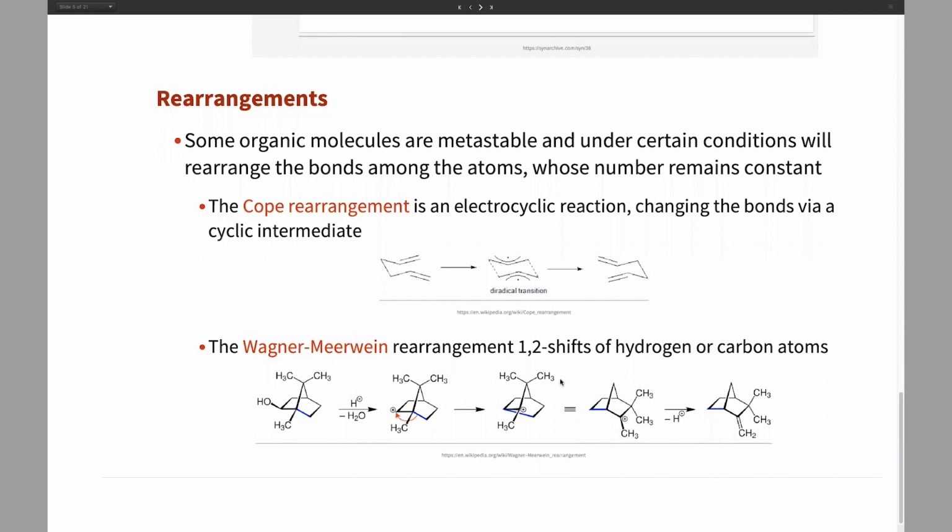It looks like the 2 methyl groups have shifted over here and this methyl group has shifted there, but really it's this bond, this one here, that shifted to do that. These are the kind of rearrangements that the enzymes in plants carry out on these terpene compounds to make a very wide variety of them.